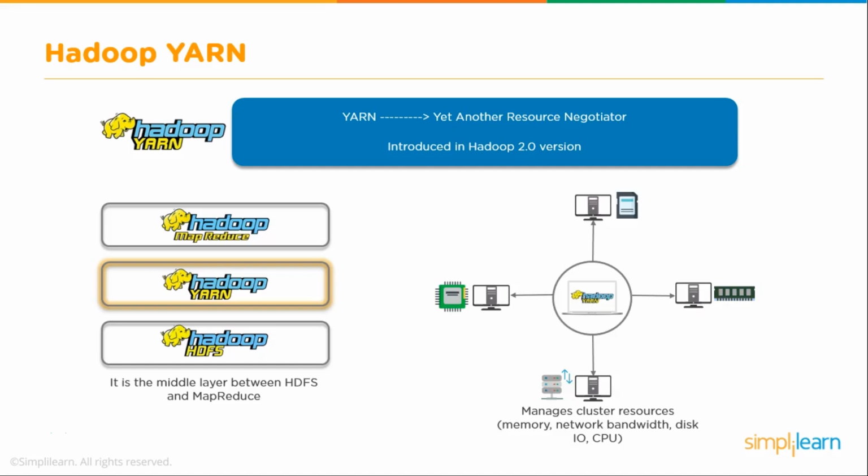If we talk about a cluster, we are talking about multiple nodes connected together, multiple nodes which are offering CPU and RAM for processing, and then somebody has to manage those resources, such as memory usage, the network bandwidth, the disk IO or the CPU cores for the processing.